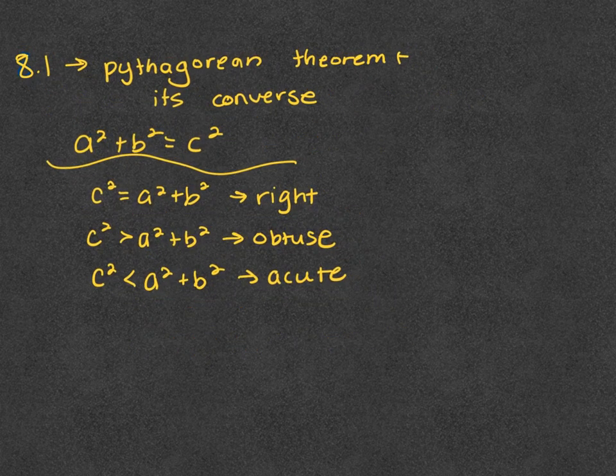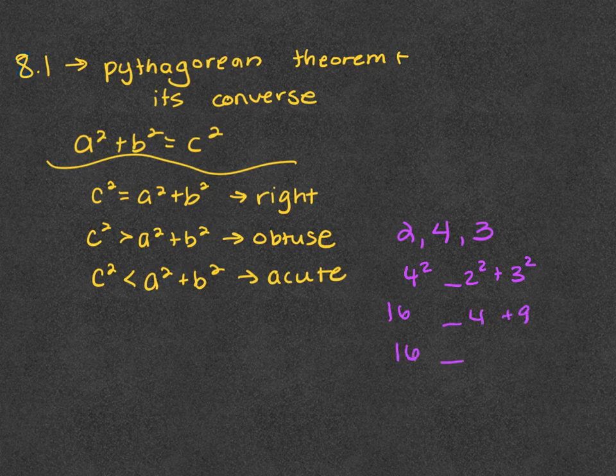So mistakes made on the quiz were like, if I had 2, 4, and 3, you have to make sure the 4 goes on the side by itself, right? So 4 squared would have what relationship to 2 squared plus 3 squared? 16, 4, and 9. And 16 has what relationship to 13? It's greater than, which makes it obtuse.